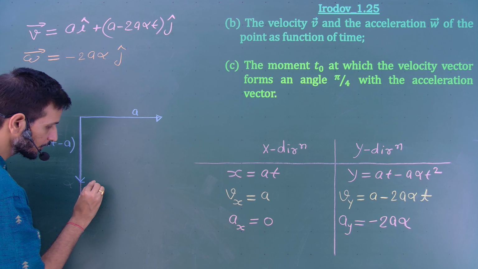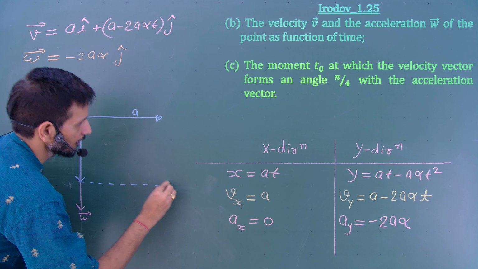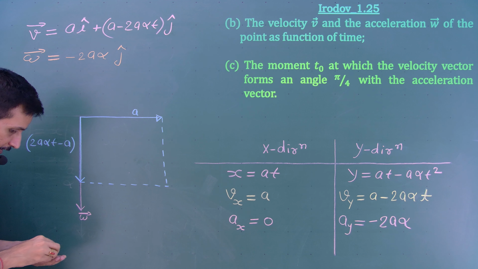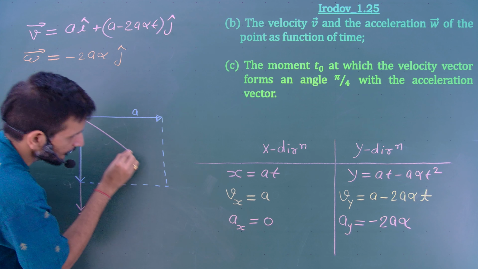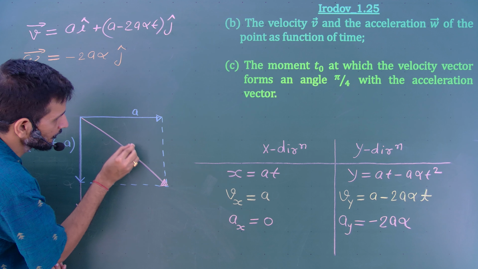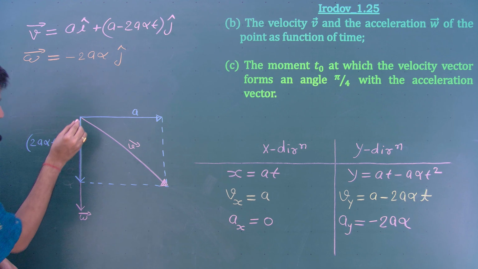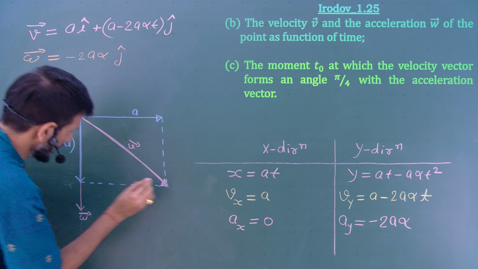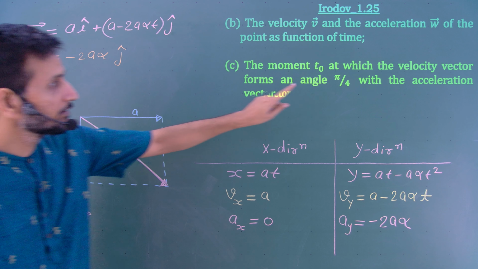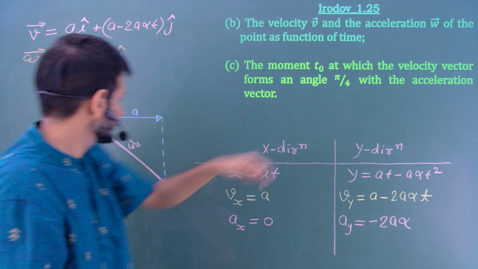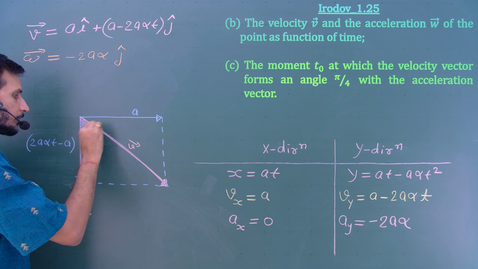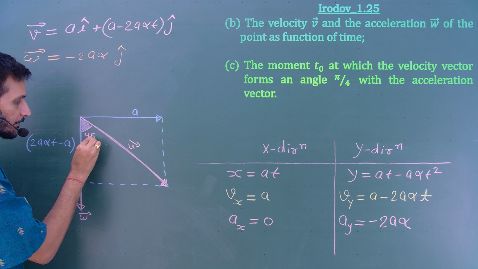So what is the total velocity? To calculate the resultant, I have to draw a rectangle. Now this diagonal represents the velocity vector. So this is the velocity vector v. This vector is velocity and this vector is acceleration. And the angle between the velocity vector and the acceleration vector is 45 degrees. So this angle must be 45 degrees according to the question.